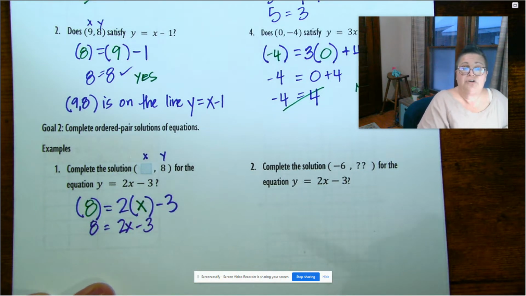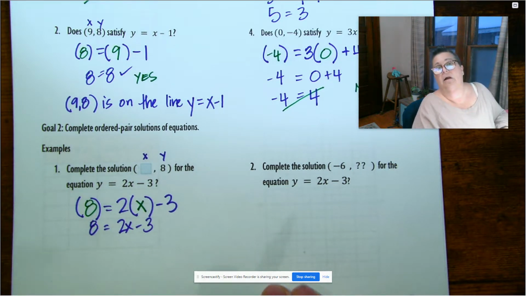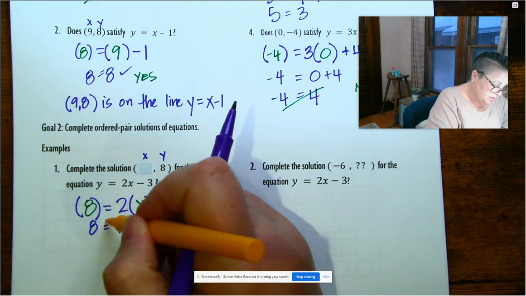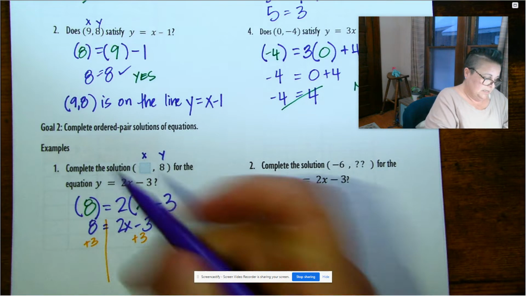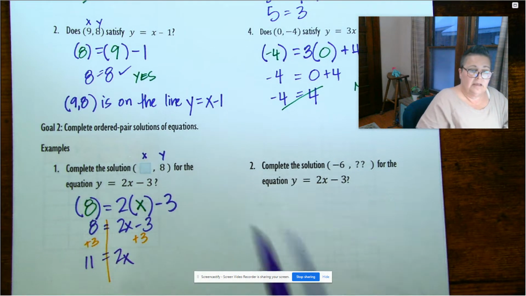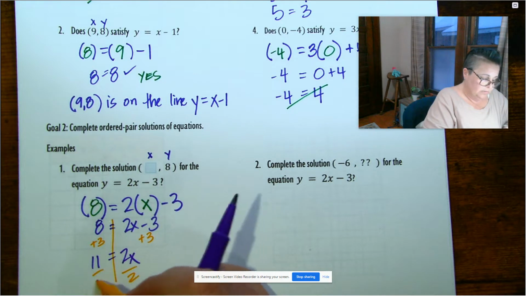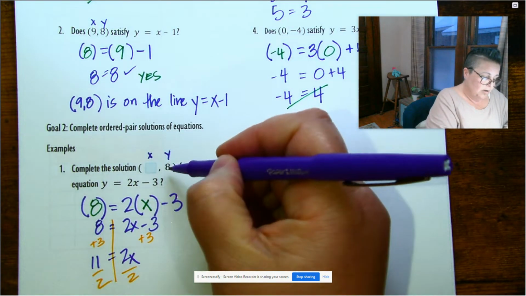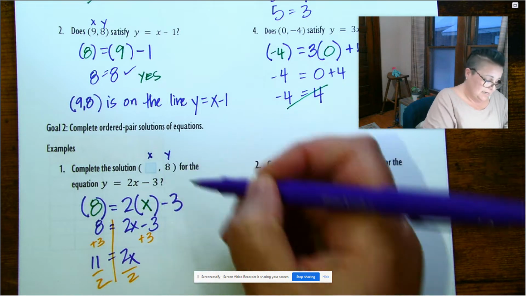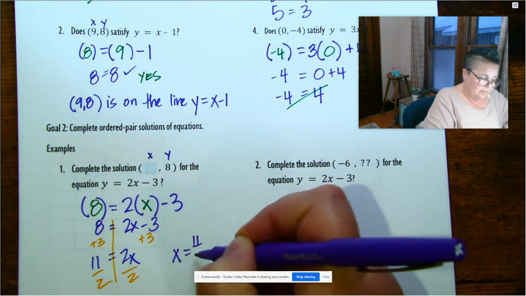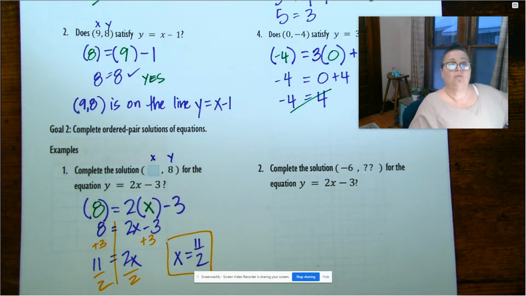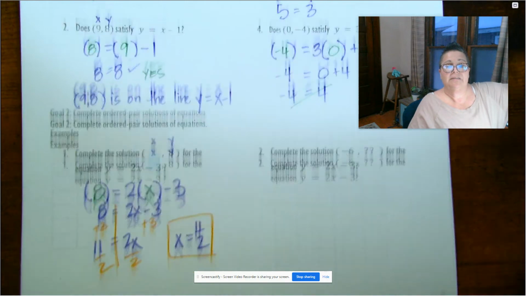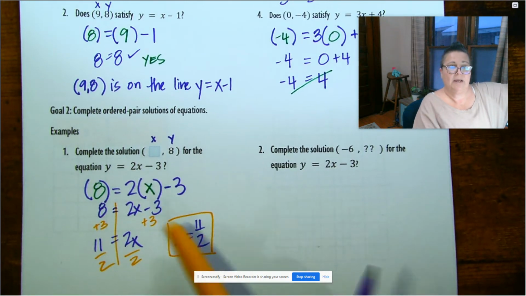So in order to determine what our x value would be, we can use our good skills about solving equations here to add 3 to both sides to get 11 is 2x, and then divide both sides by 2. So if we want our y value to be 8, as is stated here, our x value has to be 11 over 2. This tells us the correct ordered pair that would be a solution to y is equal to 2x minus 3.